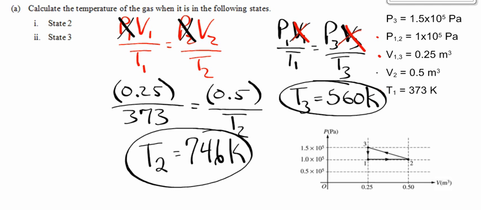Okay, so it's a good thing we said before that 2 and 3 isn't isothermal, because if you look, the temperatures are not the same.